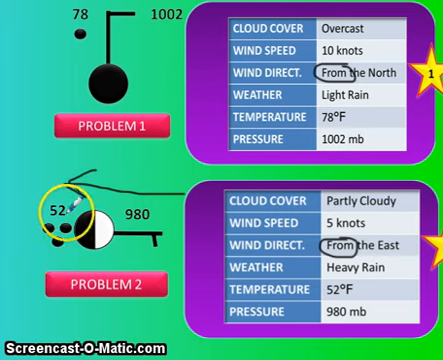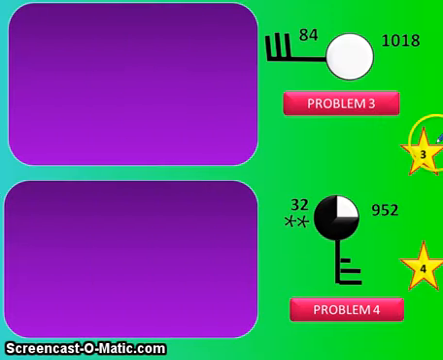And then we have a lot of precipitation, and so we note that we're calling this heavy rain. 52 degrees Fahrenheit, 980 millibars for our barometric pressure, which comes from a barometer. A couple more sample problems.